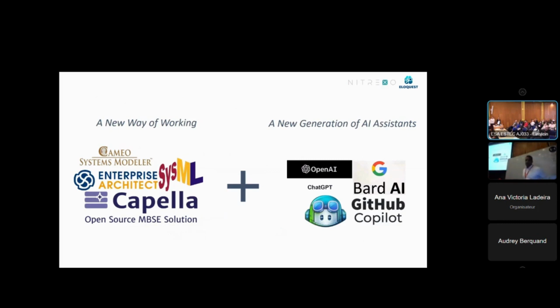So we have a new generation of AI assistants that can assist in complex tasks and also technical tasks. So now let's explore some of the use cases that come from marrying the two. So Ted, we're going to hand over to you.